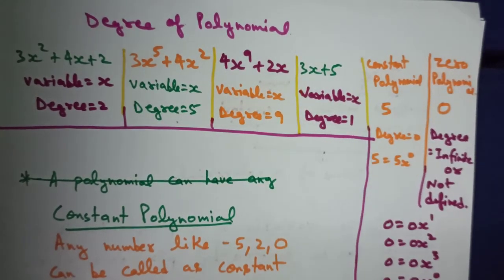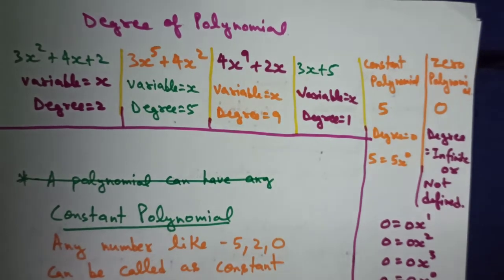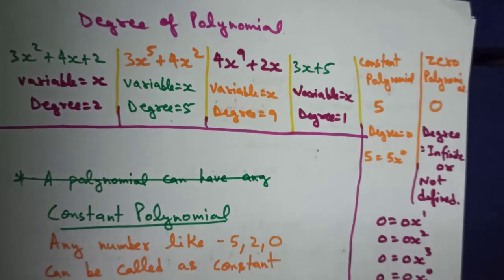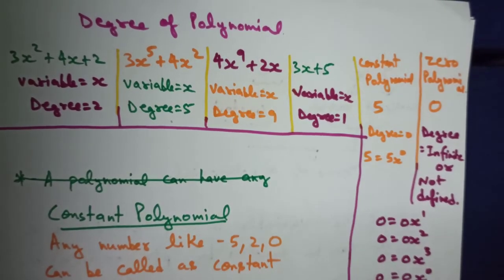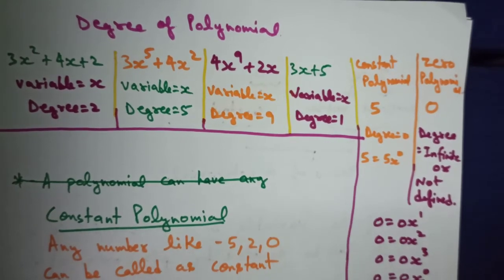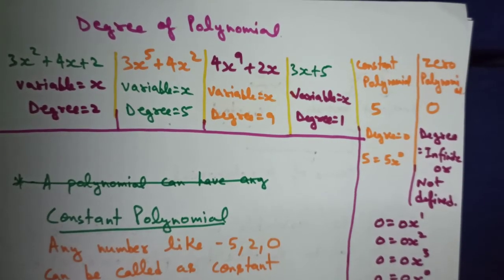4x power 9 plus 2x. It is a polynomial of variable x, and the highest power is 9, so the degree is equal to 9. 3x plus 5 is a polynomial of degree 1, since the highest power of the variable is 1.